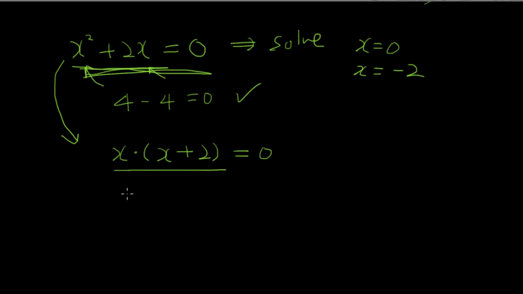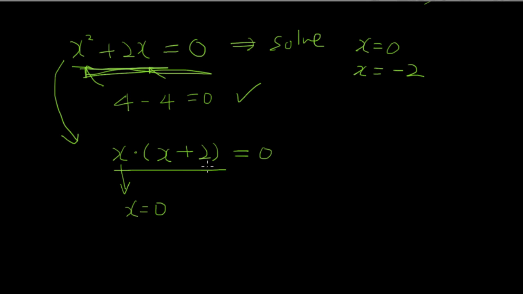That's a multiplication. By the nature of multiplication, if one of them equals 0, when you multiply, it becomes 0. So right here, we know that x equals 0 would be one of the solutions, because 0 times whatever equals 0.